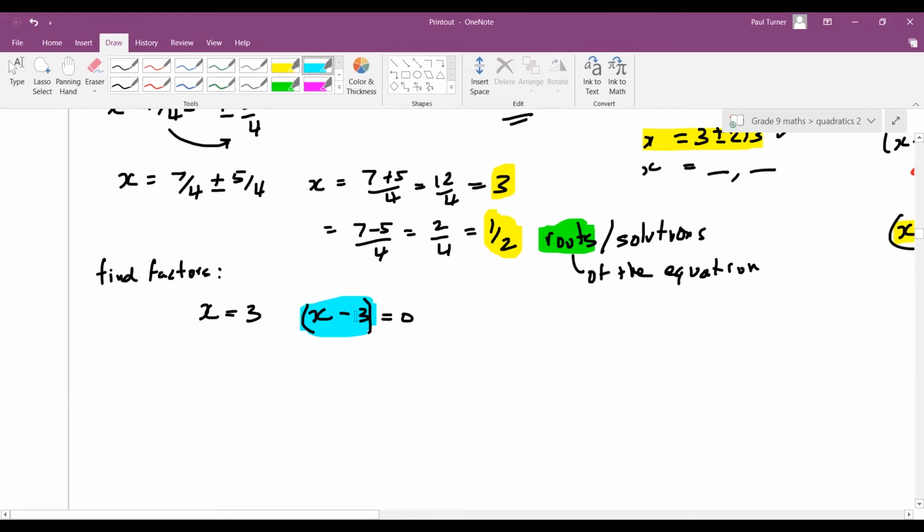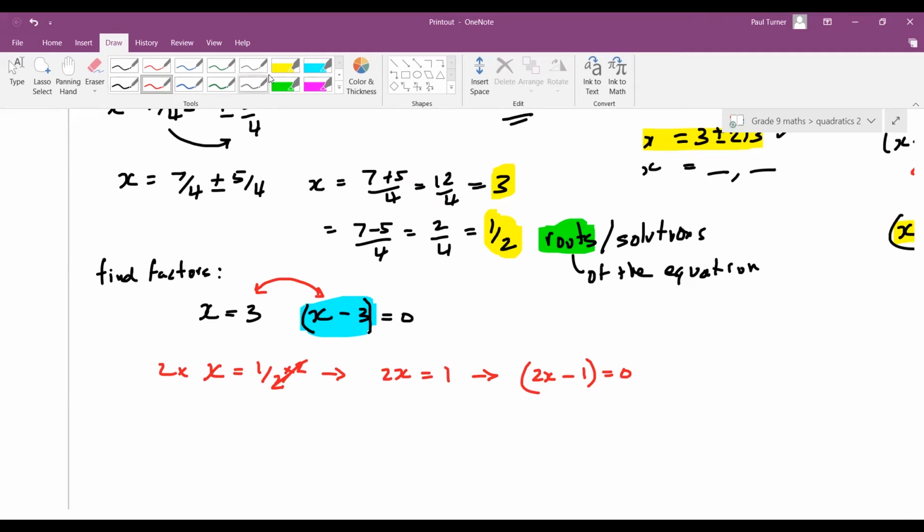Remember, you know how to get from here to here, don't you? We can go backwards and forwards between both of them. In the second one, x equals a half. So what I would do here, I'd multiply both sides by 2. So you get 2x equals 1. And then that would give you 2x minus 1 equals 0. So that's your factor that you would have had.